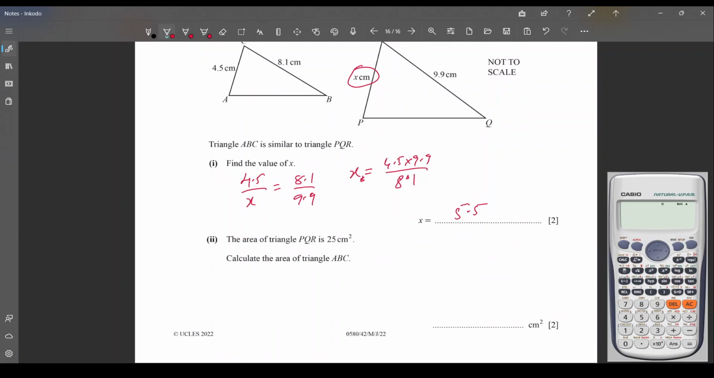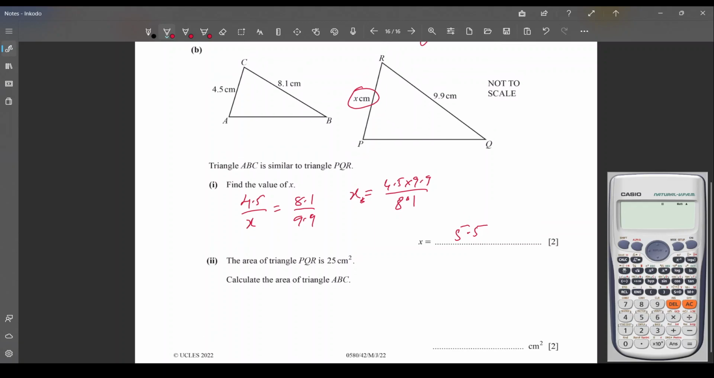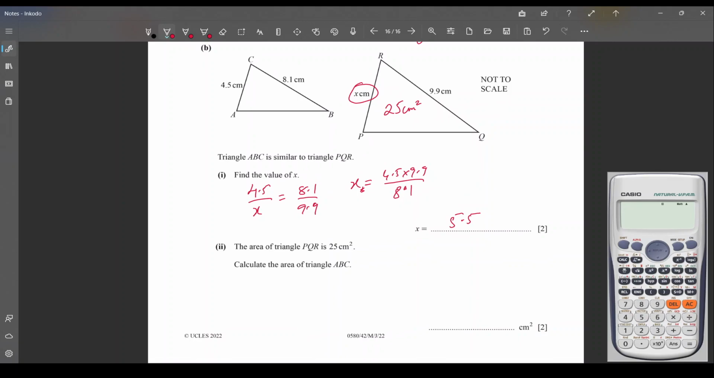And calculate the area of triangle ABC if the area of triangle PQR is 25 centimeter square. The area of the triangle PQR is given, so we can make the linear and the square ratio. The linear we will take as 4.5 in this case, and in this case we got the answer as 5.5. So 4.5 divided by 5.5, squaring this, will be equated to, because we need to find the area of this one, we will take it as x, divided by 25.